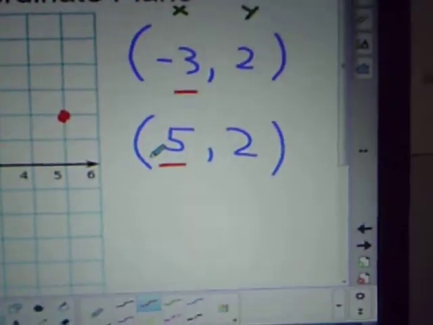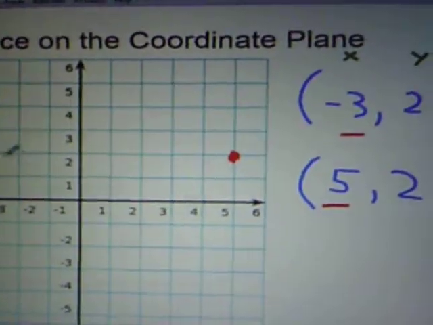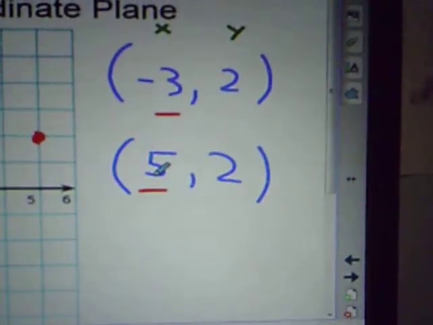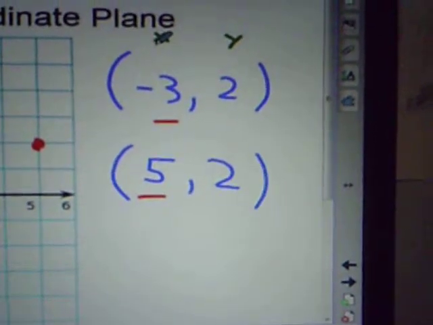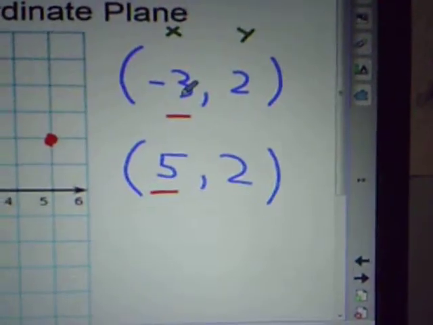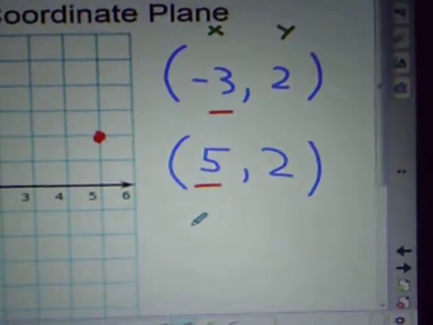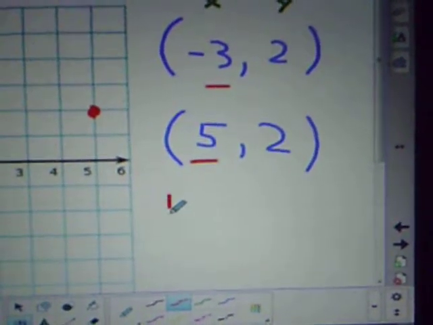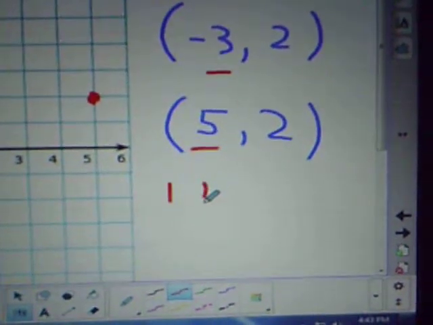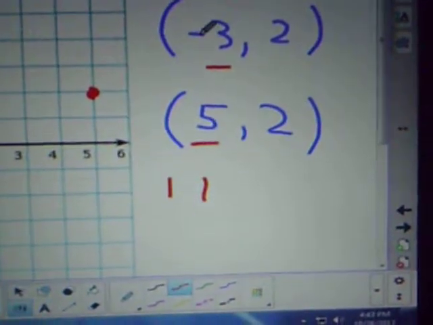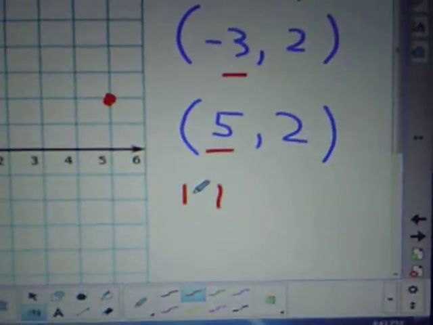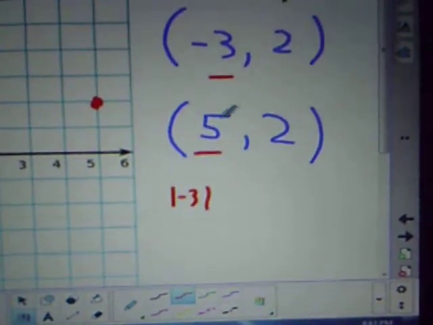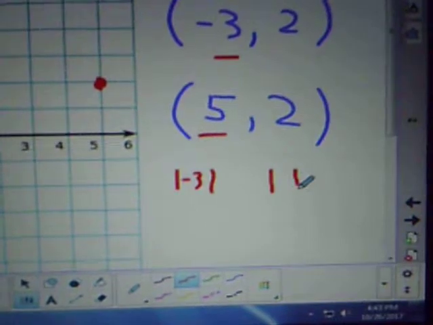So if we don't have this graph to graph it on and count, here's what you do. You first look for the points that are different. In this problem, it's the x points that are different. Then what you do is you take the absolute value of each number. So first you take the absolute value of -3, and then you take the absolute value of 5.